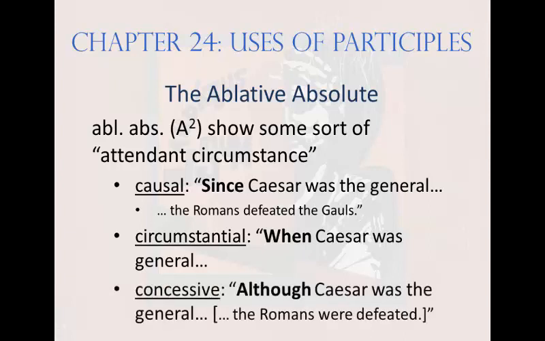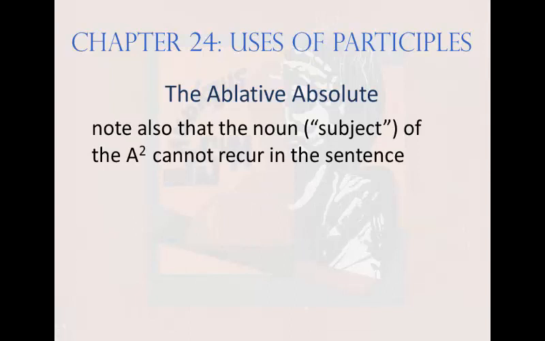An A squared can also imply an unexpected outcome, in which case it's called concessive. And it's best to use "although" in the English translation. Although Caesar was general, the Romans were defeated. Now that you understand how ablative absolutes are formed, we can talk about why the subject or noun of the A squared can't be part of the main sentence.